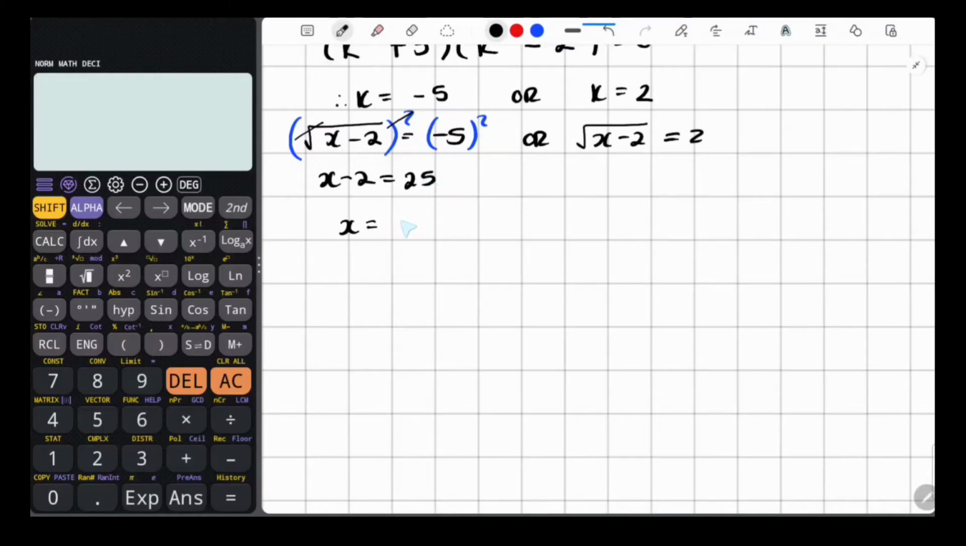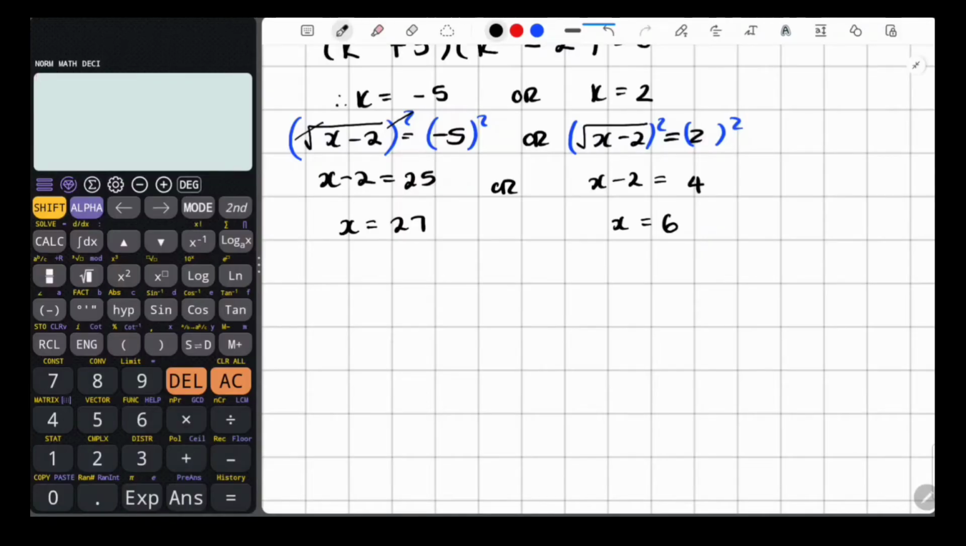And so x is equal to 25, and then that becomes a positive 2. So 25 plus 2 is 27. So here the answer we're getting is that x is equal to 27. Or here, again, we also want to get rid of the square root, so we will square both sides, and we'll have that x minus 2 is equal to 4. x is equal to 4, and that comes over, becomes a plus 2, so x is equal to 6.